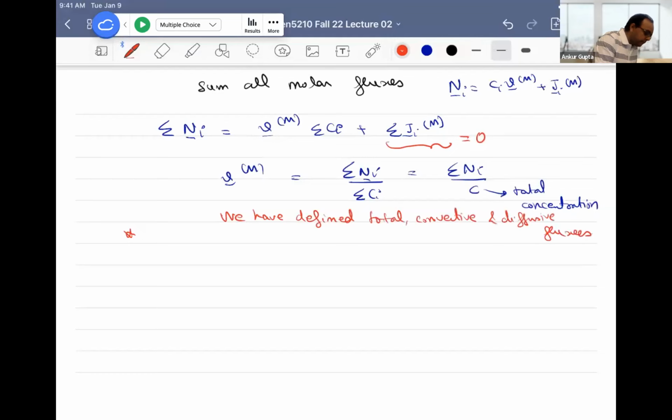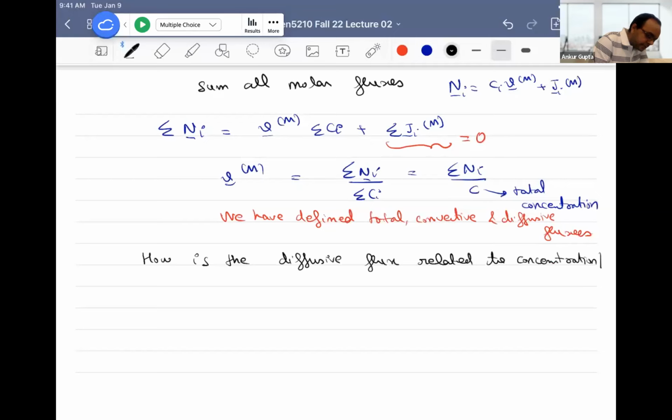Okay. What we have not done yet is how is diffusive flux related to the concentration. Okay, so how is the diffusive flux related to concentration or density, either or, concentration/density. How is the diffusive flux related to this? So this is now the question.